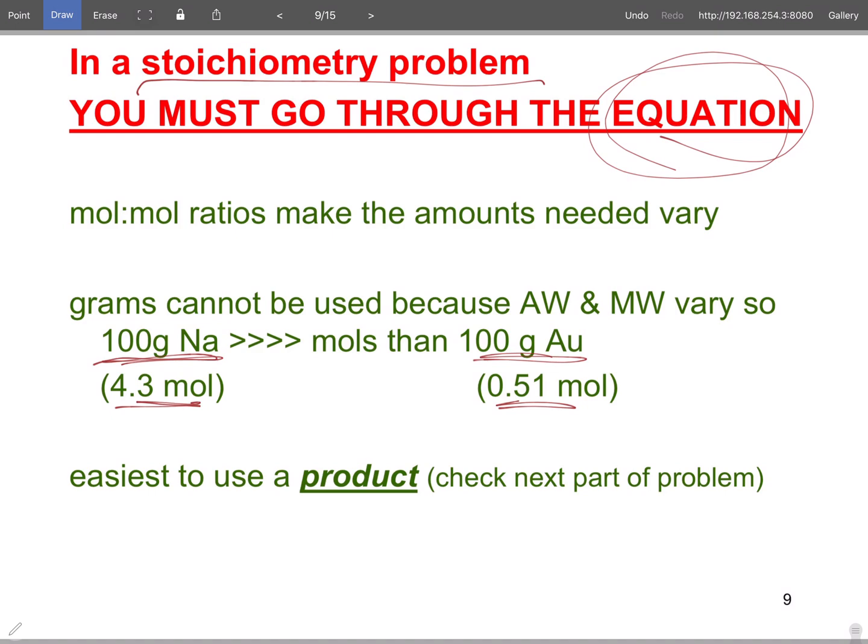The easiest way, and there are other ways to do this, so don't get me wrong, there are multiple ways to do this. However, the safest, least getting in trouble, is to select a product and to go through the equation and to figure out a particular product. Now, the trick to that is occasionally you're asked a further question about species, and so that's a good time to pick a particular product. But let's pick a product.